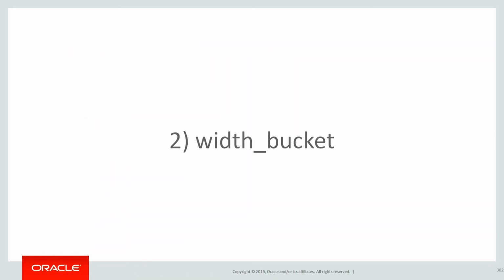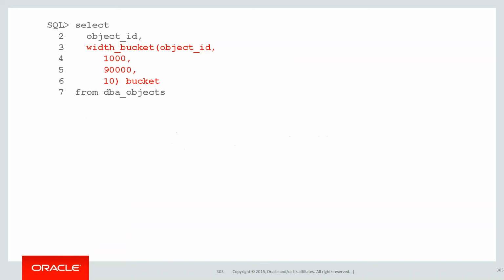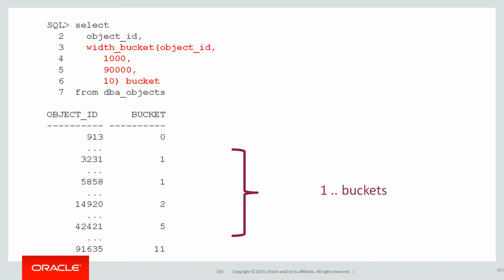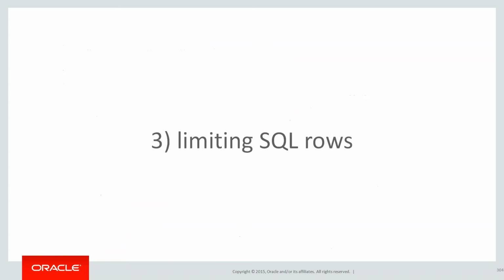A couple of other ones, width_bucket. Width_bucket simply says, I want to carve up some data into nice, evenly sized buckets. So if I'm looking at, for example, the object ID, and I've said width_bucket from 1,000 to 90,000 and 10 buckets, it breaks up into buckets 1 to 10, starting at 1,000, ending at 90,000. Anything below 1,000 gets bucket 0, anything above 90,000 gets bucket number 11, which is 10 plus 1. So width_bucket's useful.